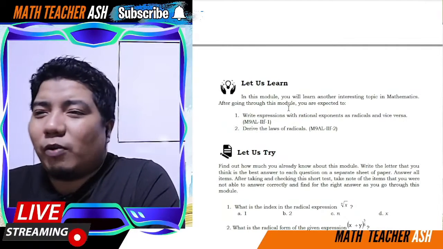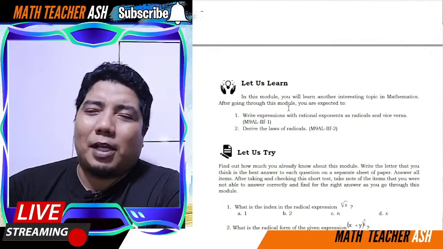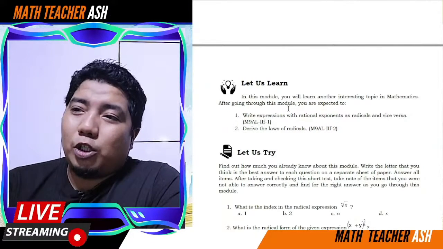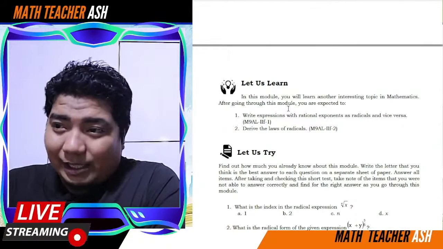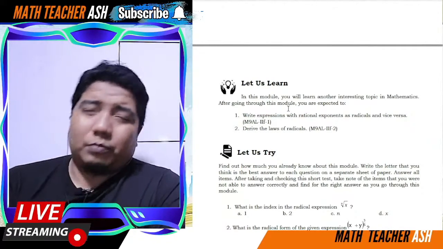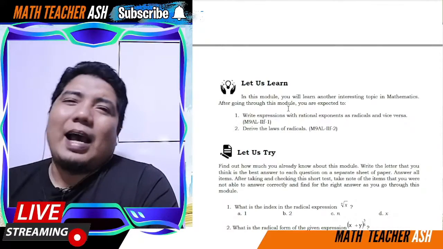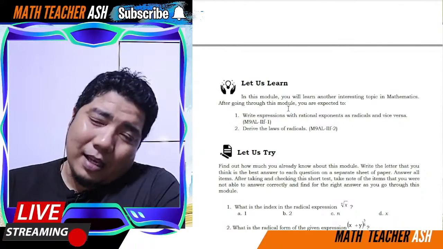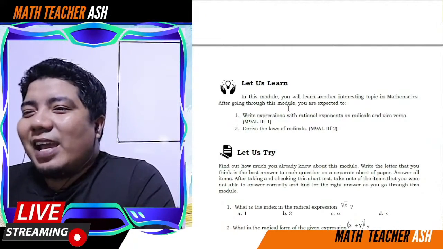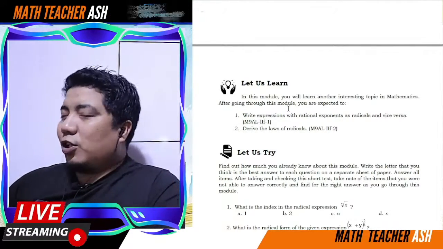So for the objectives of this module, my dear math learners, the first one is we will write expressions with rational exponents as radicals and vice versa. Meaning, ang mga rational exponents, i-convert natin into radicals at ang mga radicals ay i-convert natin into rational exponents. Ganun lang. And the second is to derive the laws of radical.